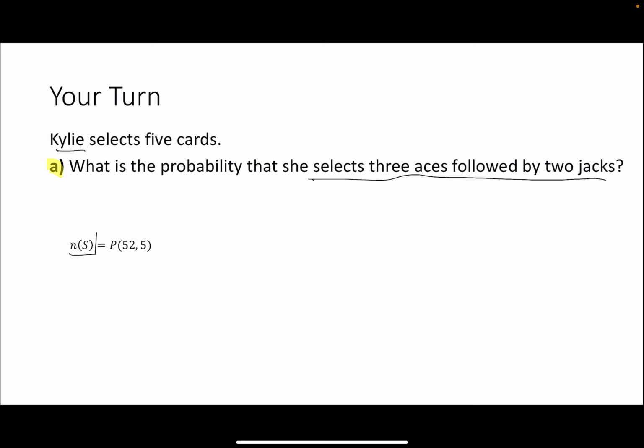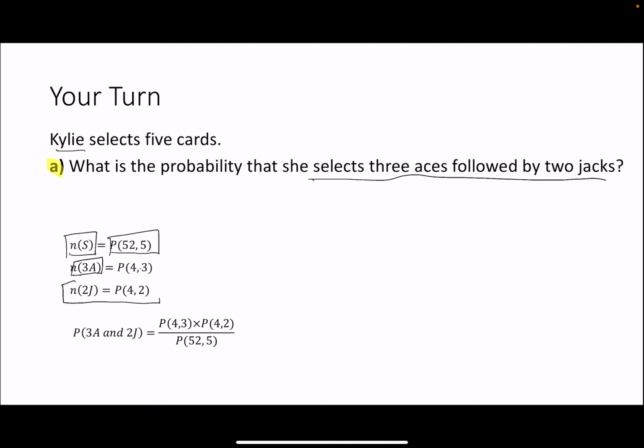So how many ways are there to pick 5 cards? 52 choose 5. And how many ways are there to select 3 aces? Well, there's 4 choose 3 ways. And how many ways are there to pick 2 jacks? Well, there's 4 choose 2 ways. And these are independent, really. Okay?